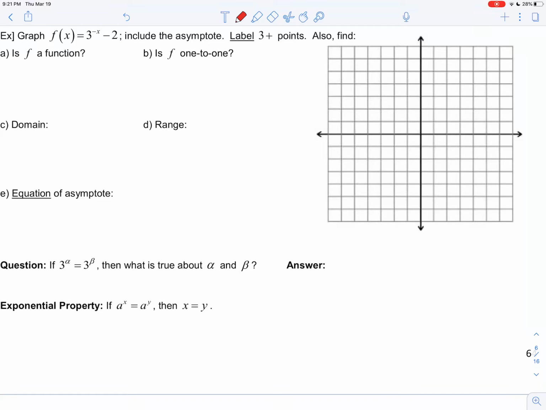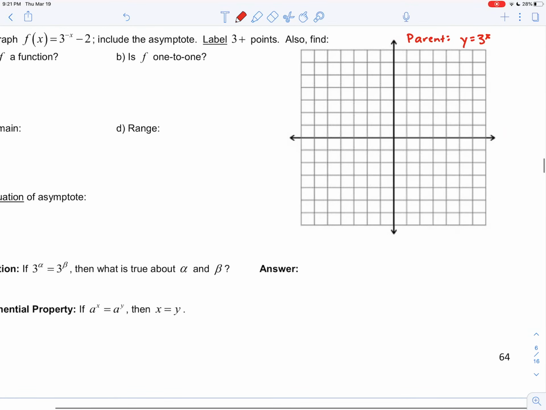So I want to graph this function, f of x equals 3 to the negative x minus 2. I think I will do this by doing transformations. We've done a lot of those in previous chapters. So first of all, let's take note of what the parent graph would be. The parent graph would just be y equals 3 to the x power.